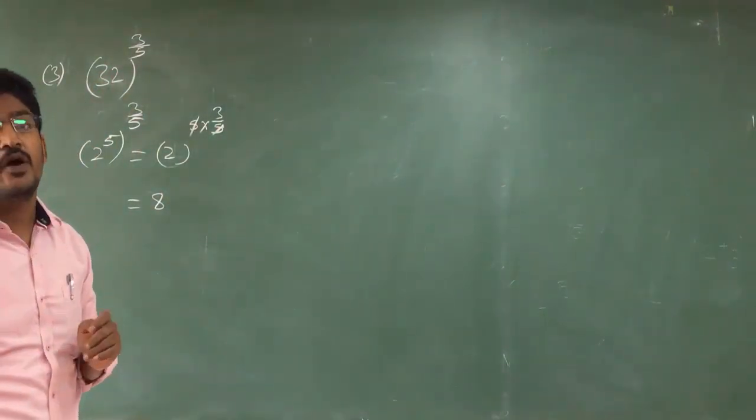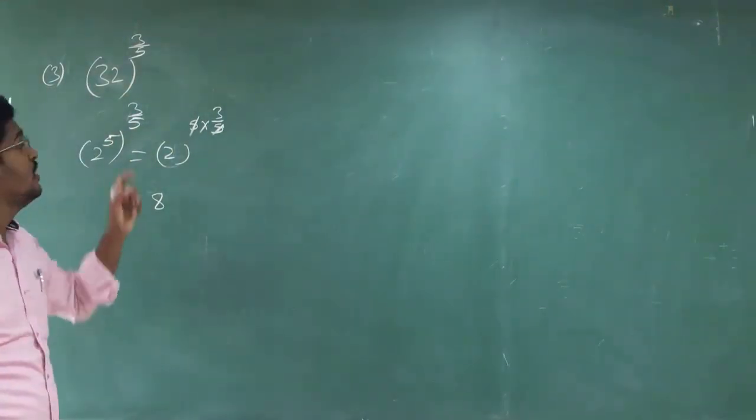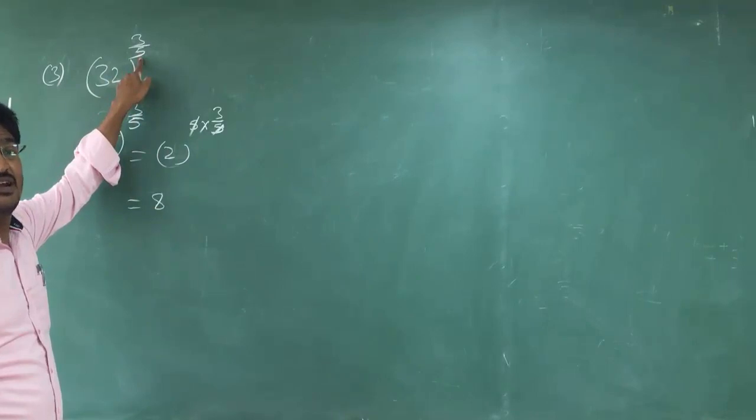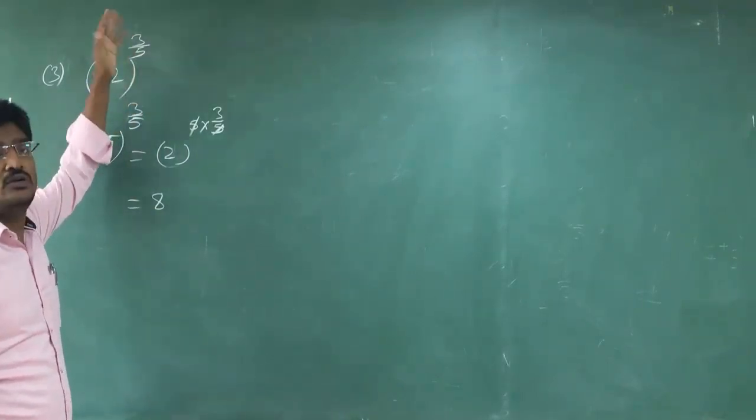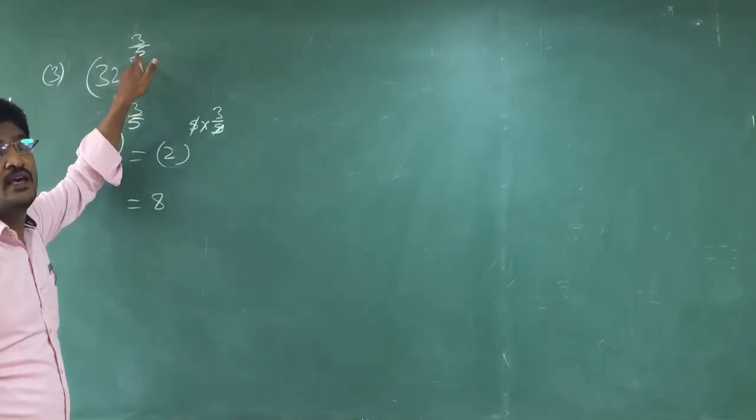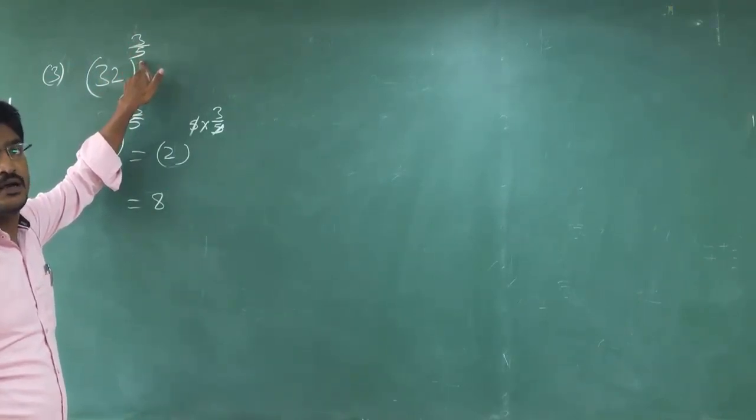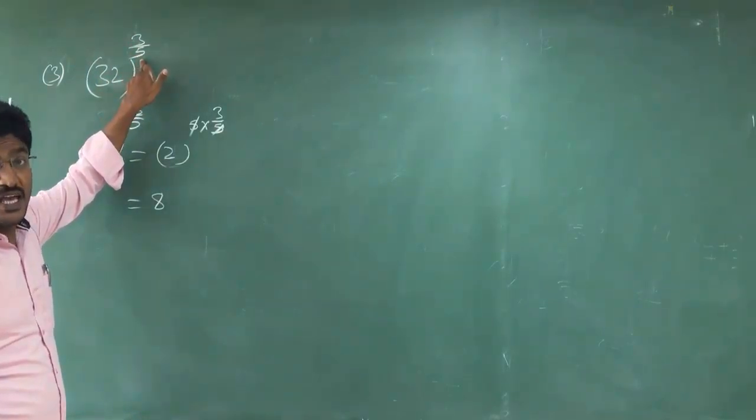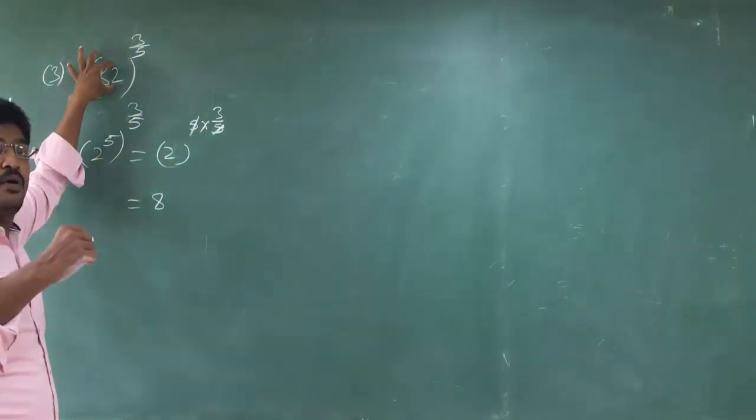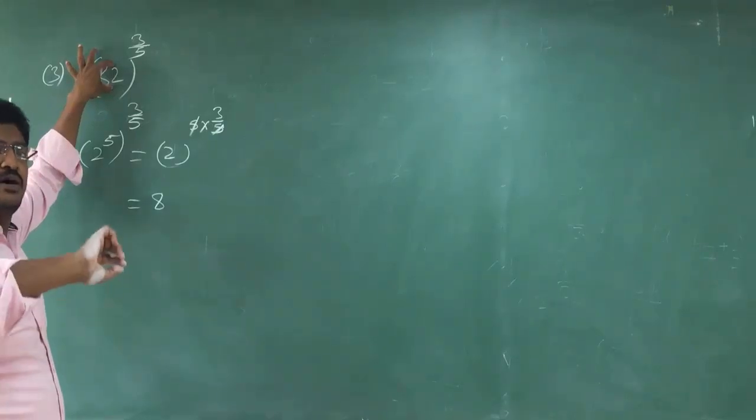A very simple problem, but again I am telling, whenever you are solving this type of problems, see this divided by number. Here don't worry about this term. You see this denominator, that is 5. This is very important to us. Clear? If you know this is 5, this 32 has to be written as one number to the power of 5. Any number to the power of 5.